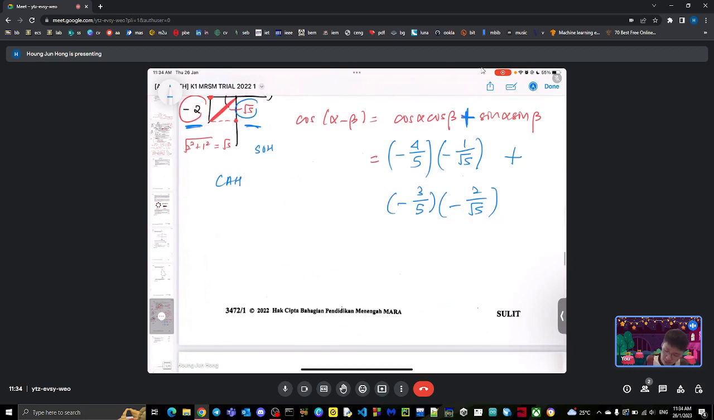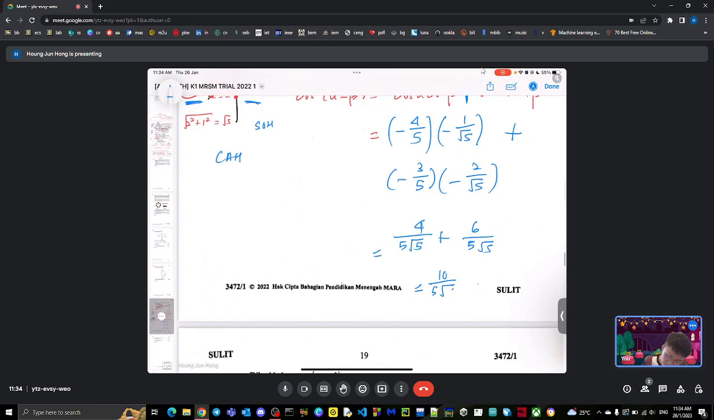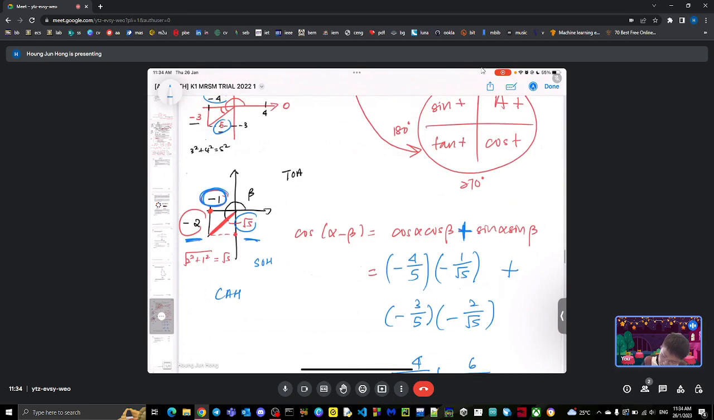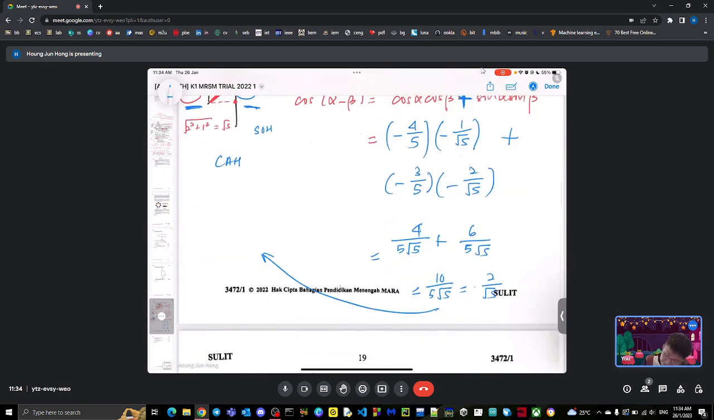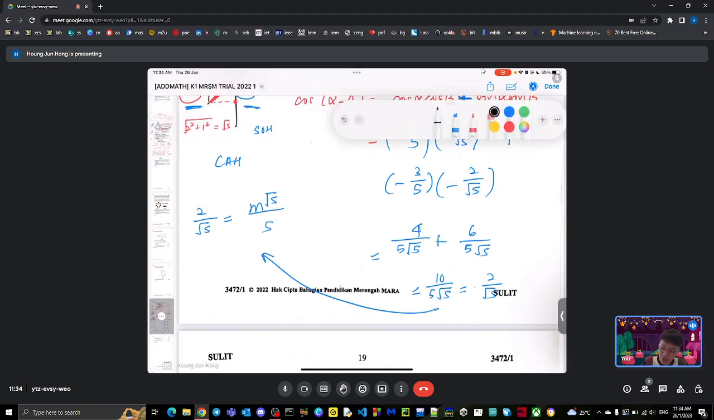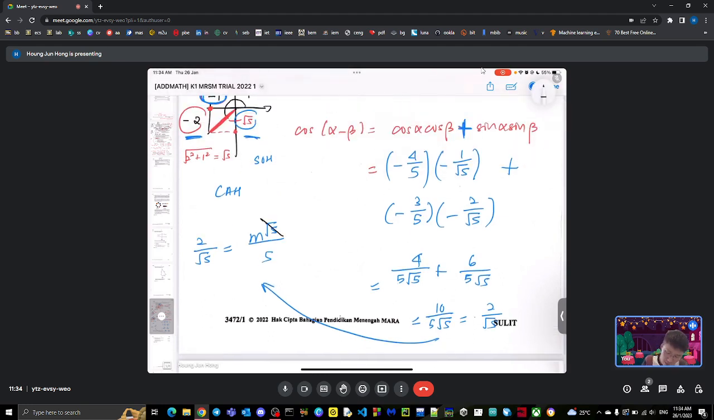So now let's simplify this a bit. 4 over 5 root 5 plus 6 over 5 root 5 gives me 10 over 5 root 5, so basically 2 over root 5. Now it should be equal to this expression, m root 5 over 5. So 2 over root 5 equals m root 5 over 5. You can do a little bit of simplification here and there, move things around, and you should see that these cancel out, and it will give you m equals 2.